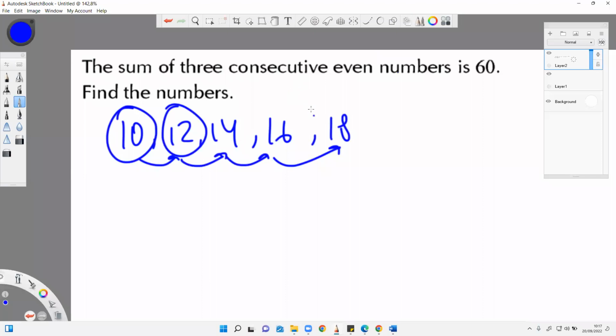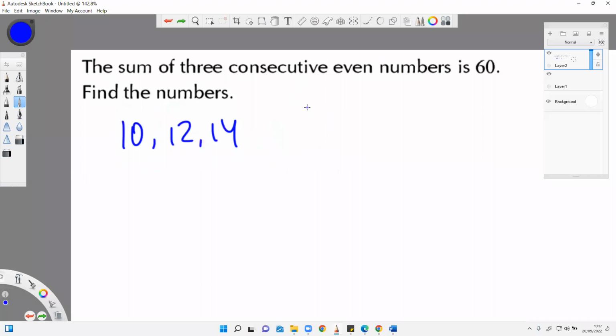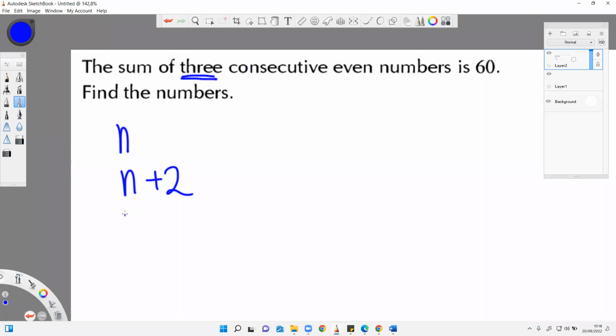But do we know the answer? The numbers? What are those 3 numbers? Still don't know yet. So I will give you an idea. Let's say the first number is n. What is the second number? n plus 2, because it is even. Even or odd numbers differ by 2. 1, 3, 5, and 2, 4, 6. Everything is added by 2. And the third number, because we have 3 consecutive even numbers, is n plus 4.